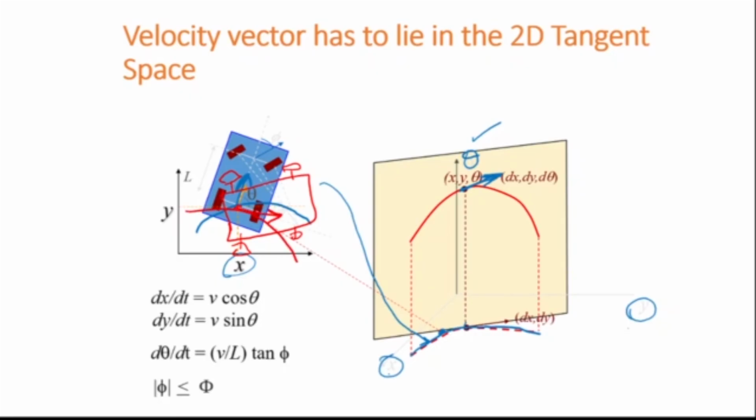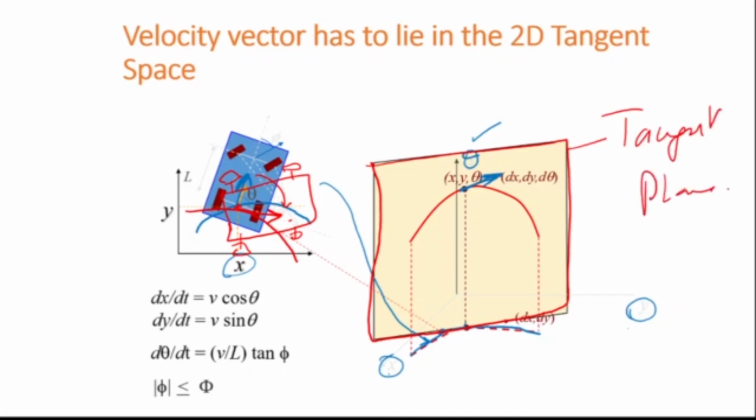Through this point P, there can be different curves, but for each of those curves, the velocity vector will be tangential at that point. So for different thetas, as the car turns and theta changes, there will be different vectors. But these vectors will have to lie on this plane, which is passing through this point. All the vectors have to lie on that plane, and this is also called the tangent plane.